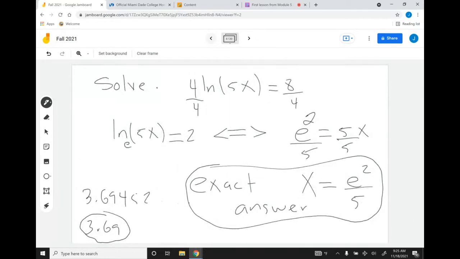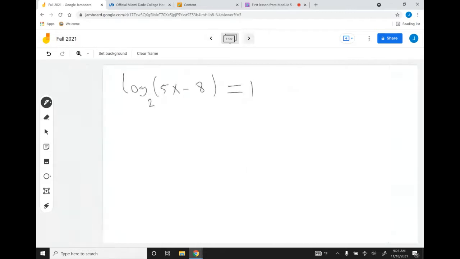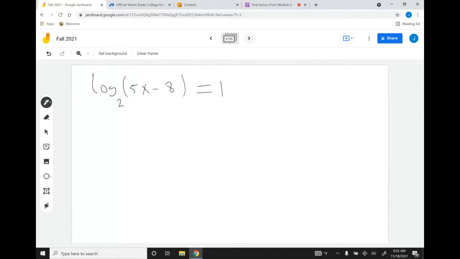So what's the difference between this example and the previous example? Well, the difference is that here they're using a ln, which means the base is e. And also we have a 4 in front of it. Here we don't. Here we have log where the base is 2, and we don't have a number in front of it, so we don't have to divide by that number. So we're going to go quickly to write it in exponential form. This will be 2, the base, the exponent is 1, equals to the argument, 5x minus 8.